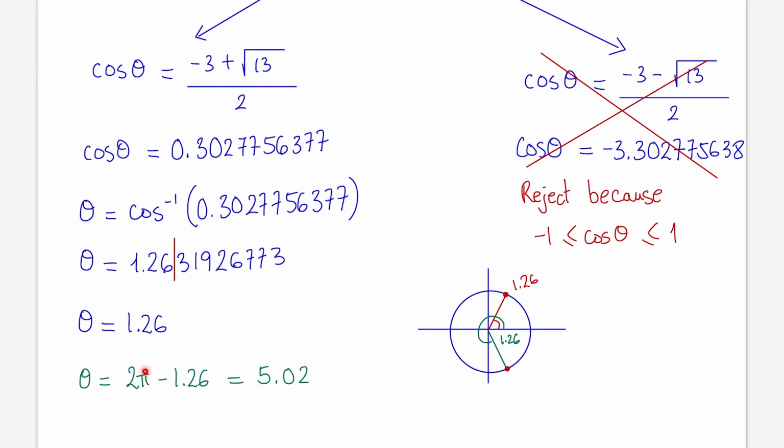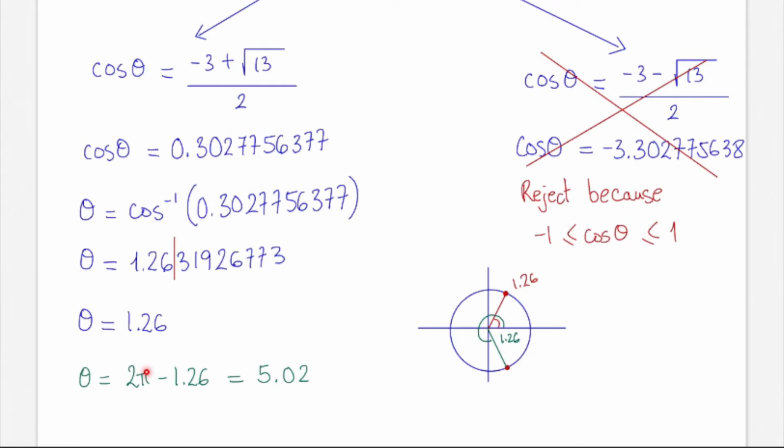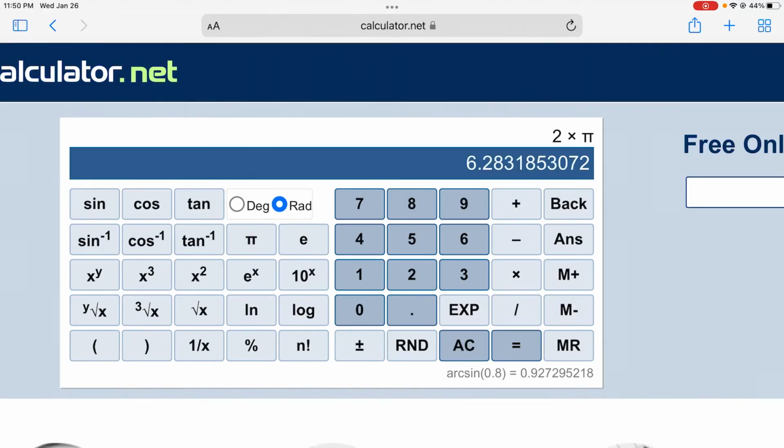When you need to use pi for a calculation, please use pi from a calculator. Do not replace it with 3.14. For example, I will take 2 pi minus 1.26. That is how I got 5.02.